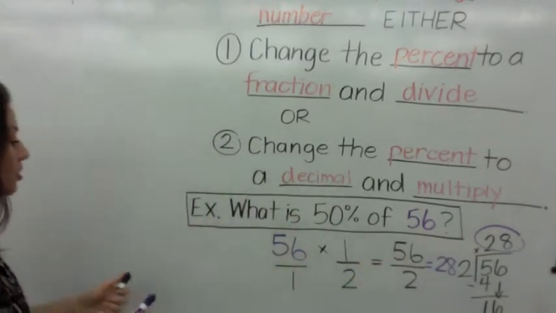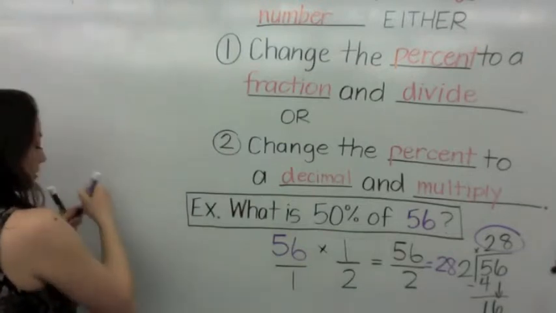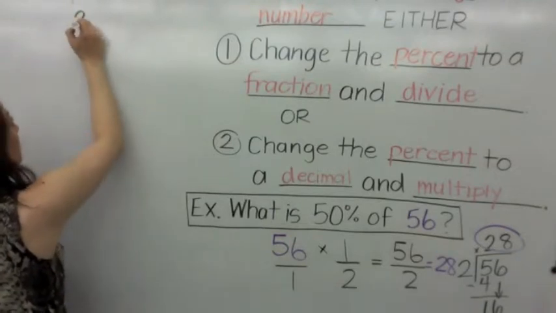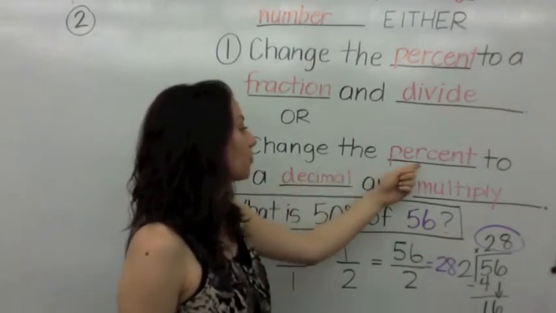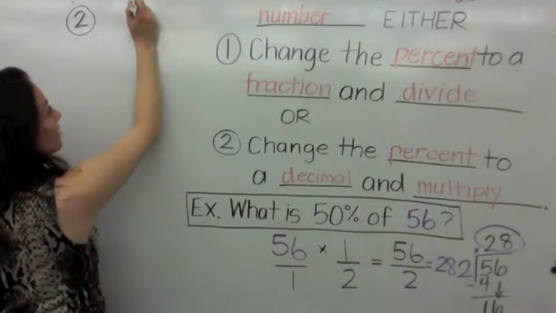Okay, let me show you option number 2. Now you're going to be able to do this on your calculator. If you're going to use a calculator though, there is one thing that you have to do, and that is change the percent into a decimal. So you take the number 56, which is the whole number.